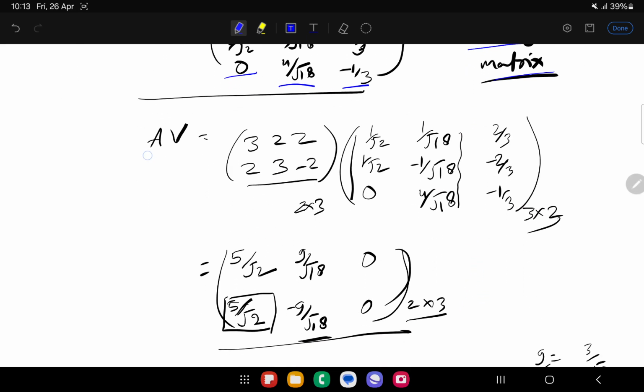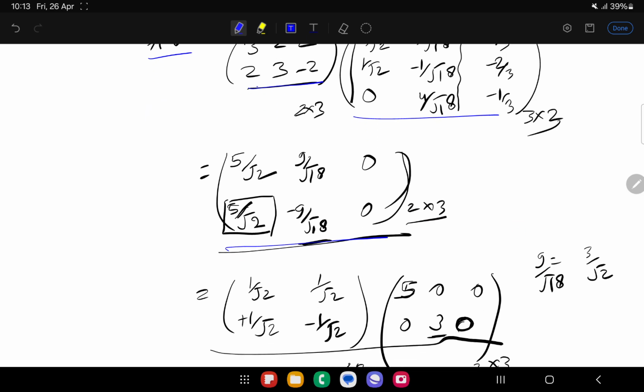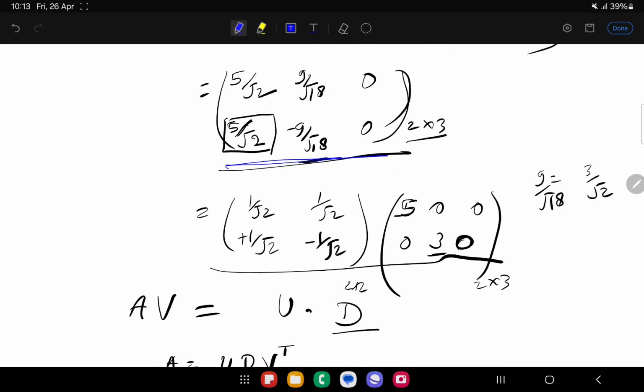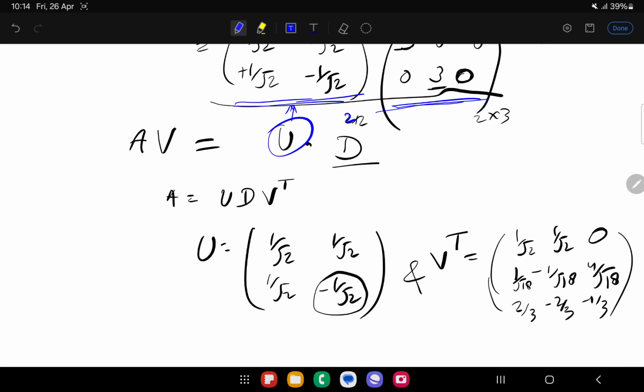So now we calculated A into V. A is this initial matrix, and this is what we just calculated. Now we got this product as here it is. This is very easy to see now. This is nothing but the product of these two matrices. First write D here on the right side, and then you will find what U should be. Now it is easy. We found U also and V transpose also.